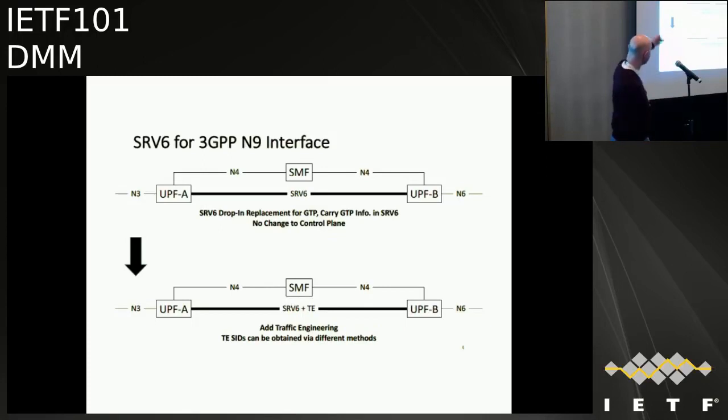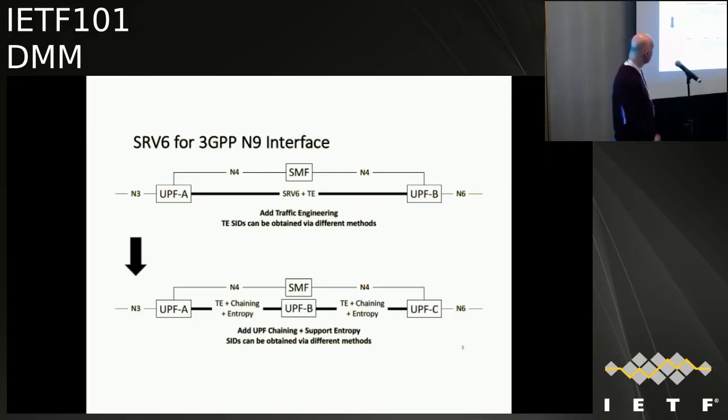So once we have done that, we can actually start looking into some of the more modern options like TE, service chaining, and entropy that comes naturally with SRv6. So these are, again, in some cases, we have to actually make changes.